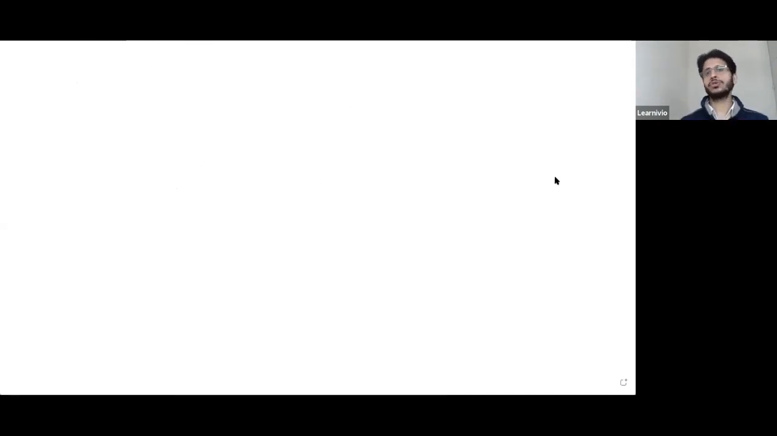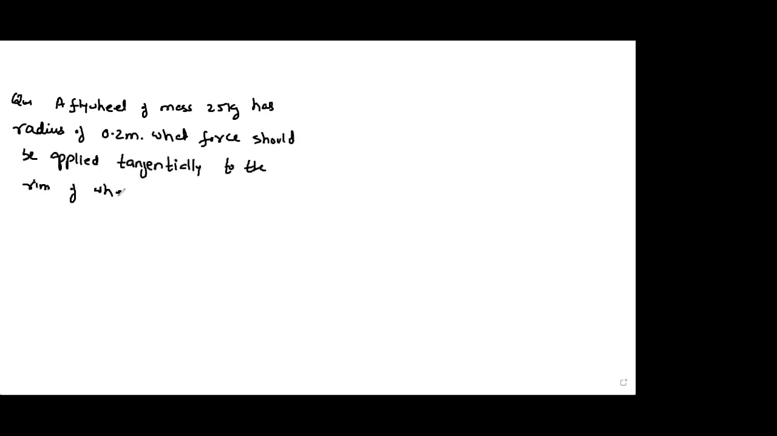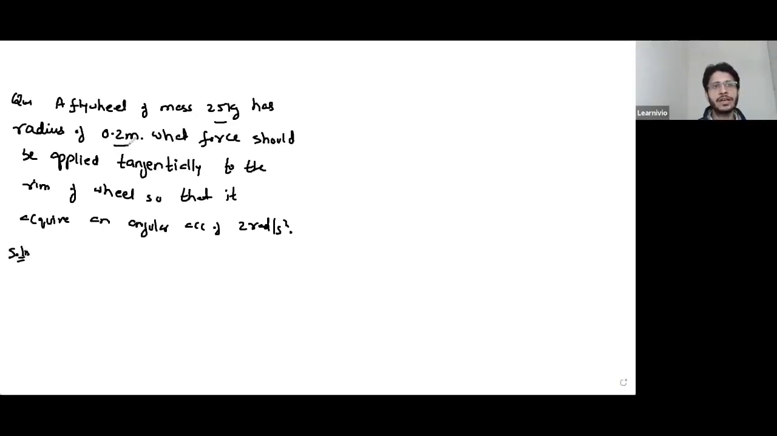So this is how we use, you will get numericals on dynamics of rigid body. Just do one more numerical of flywheel. Remember, the moment of inertia of flywheel is that of a disk. A flywheel of mass 25 kg has a radius of 0.2 meter. What force applied tangential to the wheel requires an angular acceleration of 2 radian per second square? So the radius is given, which is 0.2 meter. Force is not known.